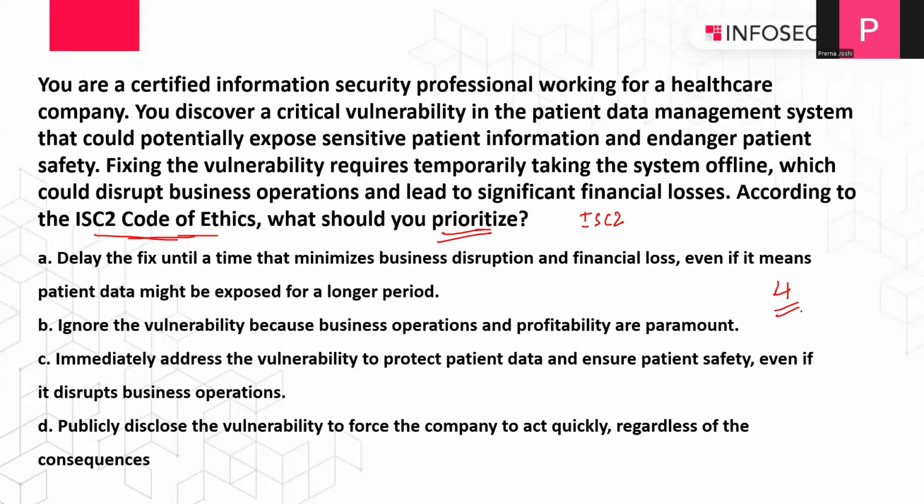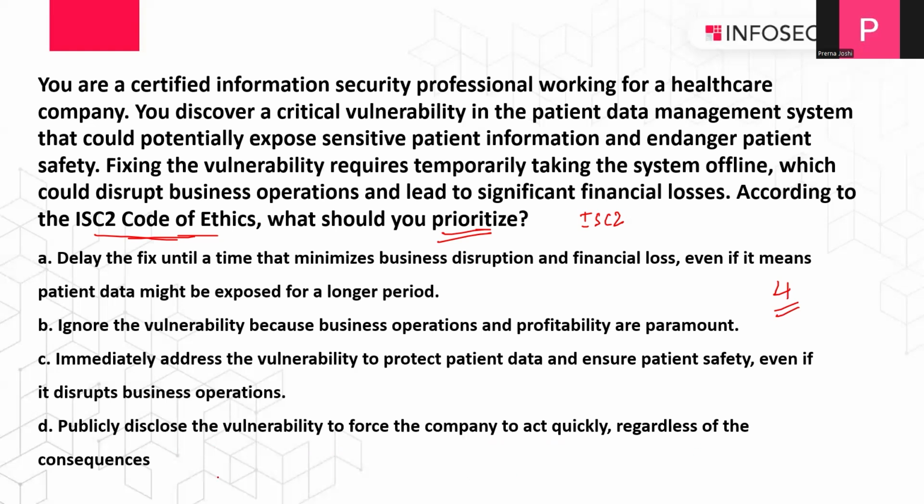Here in the options, we have: delay the fix until a time that minimizes business disruptions and financial losses, even if it means patient data might be exposed for a longer period of time. The second says ignore the vulnerability because business operations and profitability are paramount. The third says immediately address the vulnerability to protect patient data and ensure patient safety, even if it disturbs business operations. The fourth says publicly disclose the vulnerability to force the company to act quickly, regardless of the consequences.